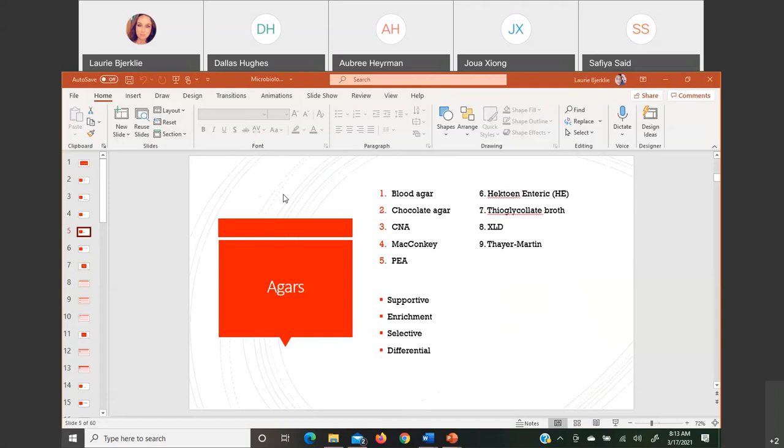Good. And for sure, we definitely have supportive. So, I mean, that's why we use blood agar for almost every culture setup, because it is so good and supportive. The second category here is definitely differential. So, and it's differential. Why is it differential? Actually, I want you guys to tell me why it's differential.